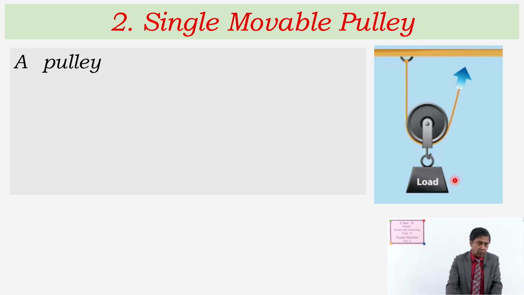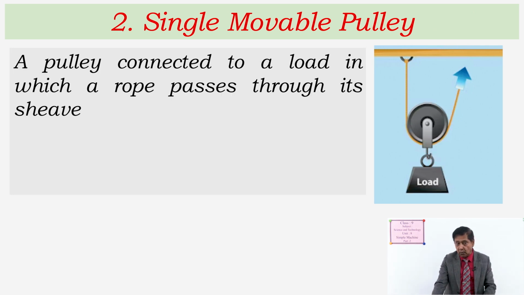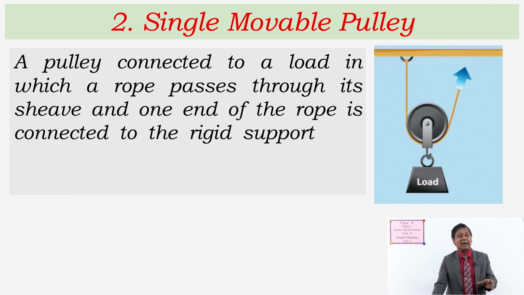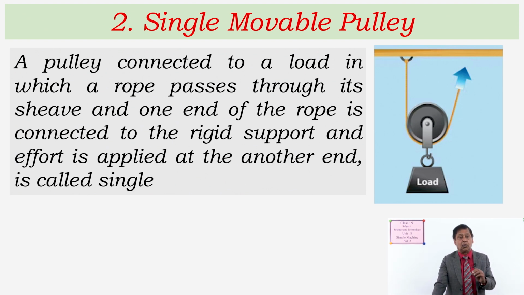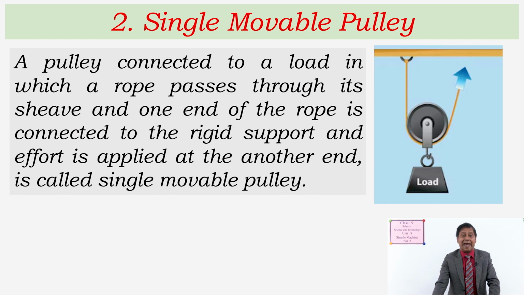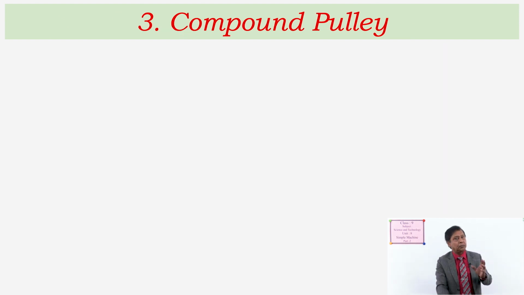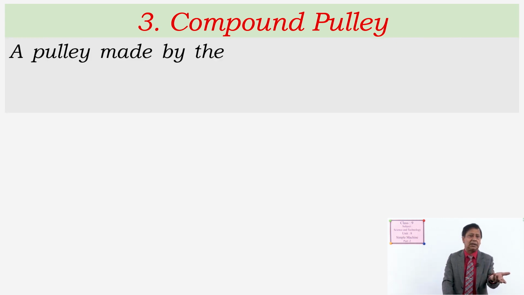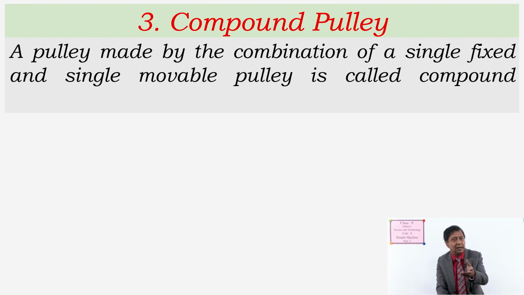We can define this way: a pulley connected to a load in which a rope passes through a sieve, and one end of the rope is connected to the rigid support and effort is applied at the another end is called single movable pulley. Now, what is compound pulley? This compound pulley is very easy. We can remember very easily. It is a combination of fixed and movable pulley. A pulley made by the combination of a single fixed and single movable pulley is called compound pulley.